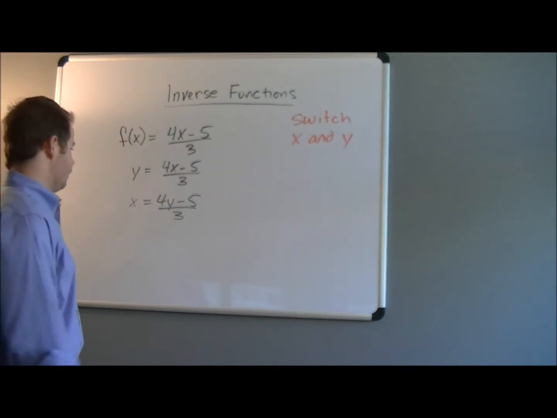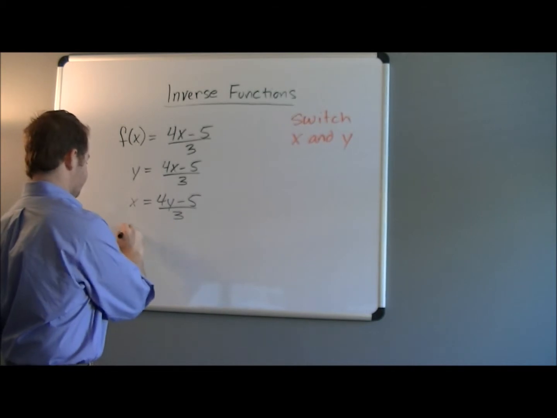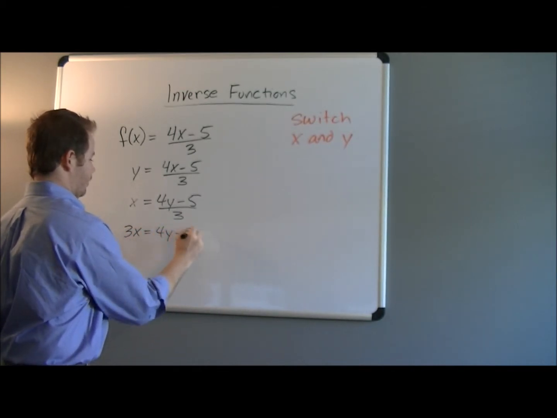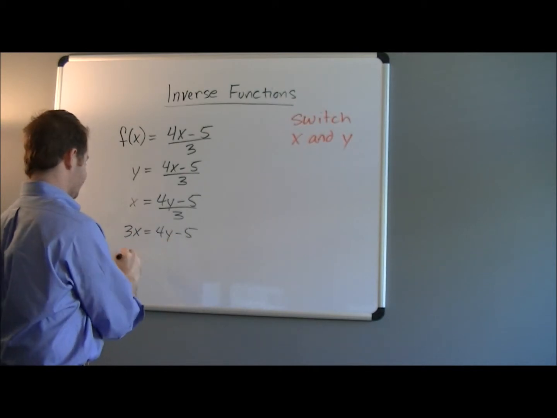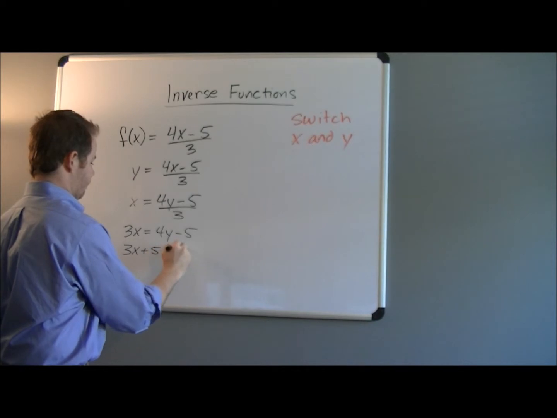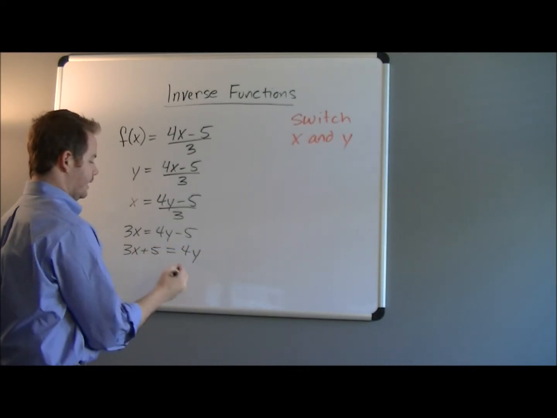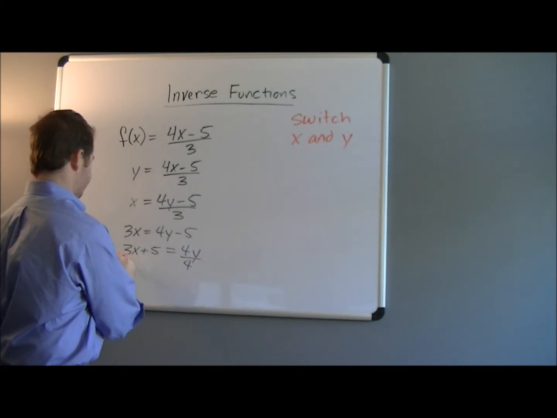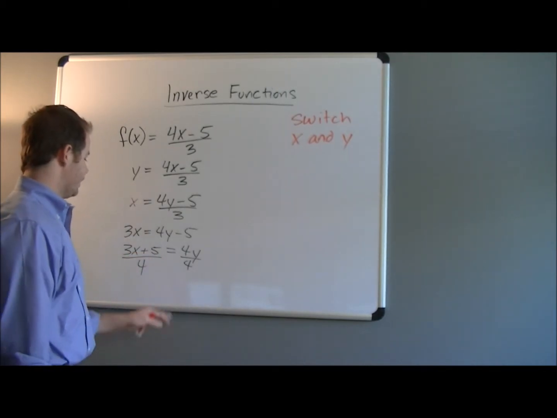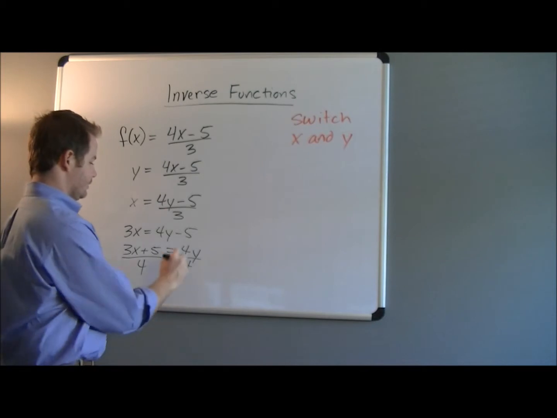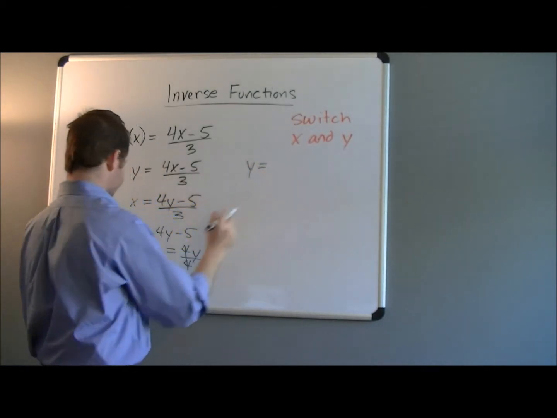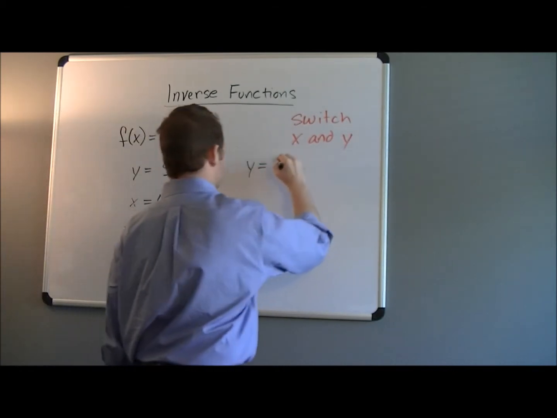In order to isolate y, we multiply both sides by 3. We then add 5 to both sides. And our last step is to divide by 4 to get y by itself. So our inverse function, in this case, once we isolate y, we have y equals (3x plus 5) over 4.